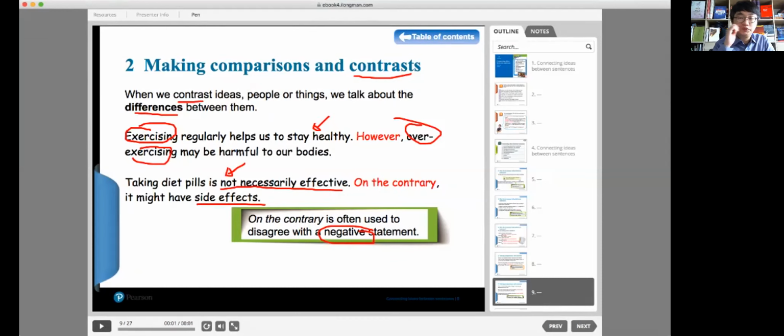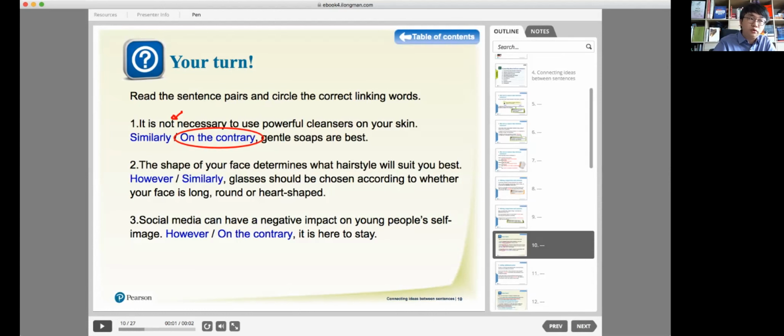All right. Now let's look at the second sentence. The shape of your face determines what hairstyle will suit you best. Good. Glasses should be chosen according to whether your face is long, round, or heart-shaped. So you have to ask yourself whether the first part and the second part are similar or different. If they are similar, we use similarly, because this is a connective talking about similarities. If they are different, we have to go for a connective talking about differences. What's your decision? We'll use similarly, because the first part and the second part are both talking about advice. So they are similar.